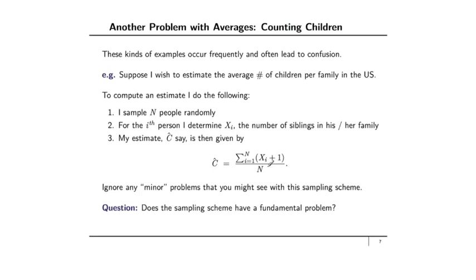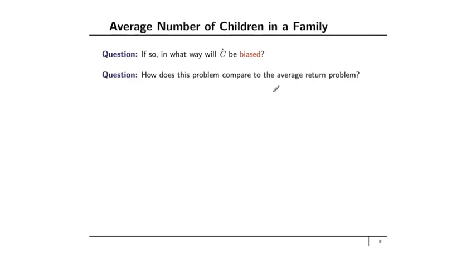Now let's ignore any minor problems that you might see with this sampling scheme. There's a bigger question here, and the bigger question is, does this sampling scheme have a fundamental problem? If so, in what way will C hat be biased? And how does this problem compare to the average return problem? So these are some other questions we're interested in as well. To explain to you why there's a problem with C hat, consider the following situation. Let's assume there's a universe of 5 families.